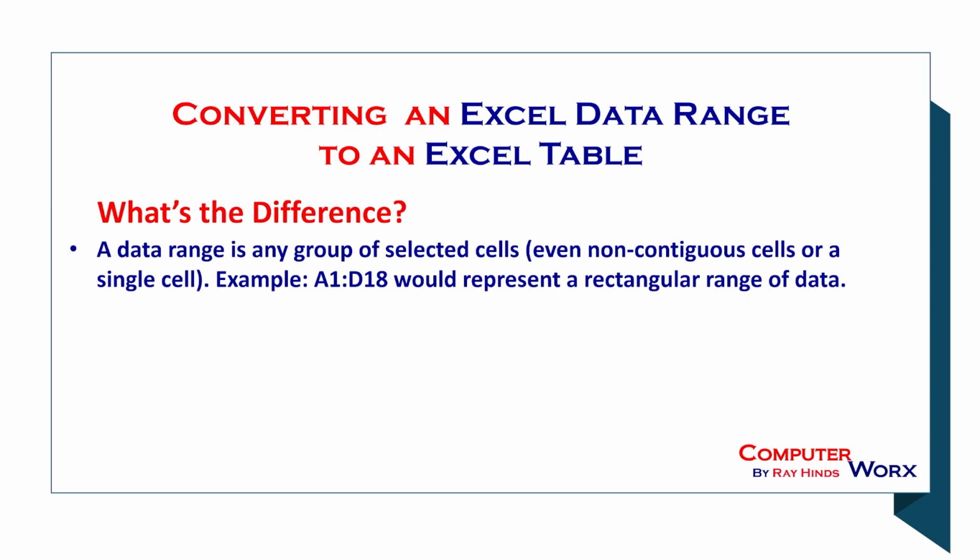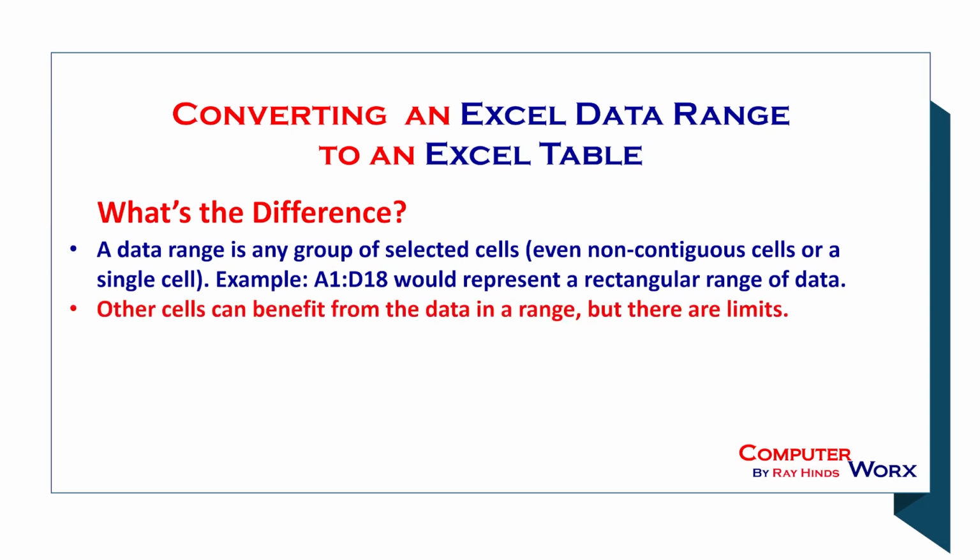A data range is any group of selected cells. You just put it in a spreadsheet. Even non-contiguous cells could be named and be called a data range, or a single cell. But for example, we'll say the range from A1 to D18, it would be 18 rows, 4 columns, and it would represent a rectangular range of data. Other cells can benefit from data in a range, but there are certain limits.